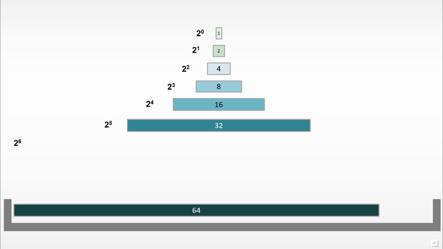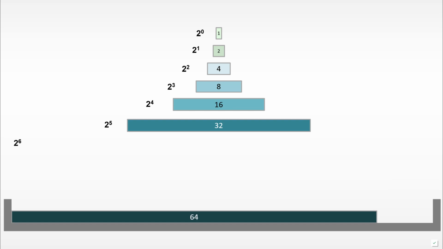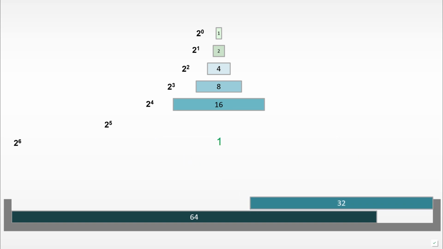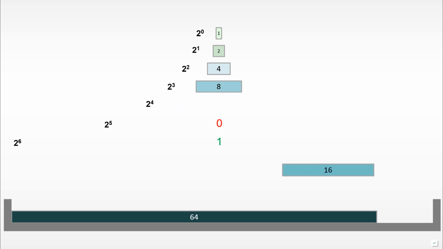So what we can do is we can check whether a given rectangle fits in the hole. If it does, we keep it there. If it doesn't, we don't. So the 64 rectangle did, so we would put in 1 in its place. We would then try the same with 32, which doesn't fit. We would put in 0. We will try the same with 16. It doesn't fit again. We would again put in 0.